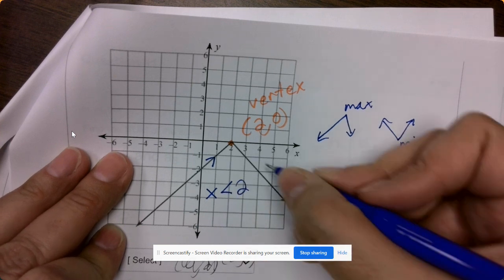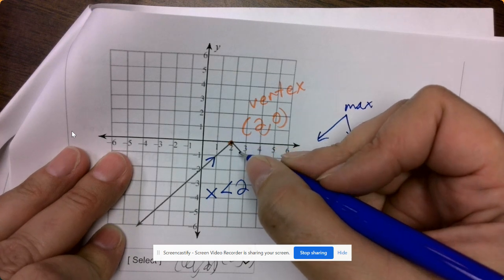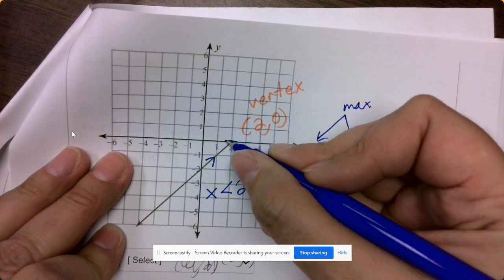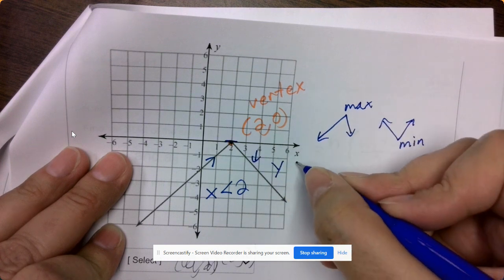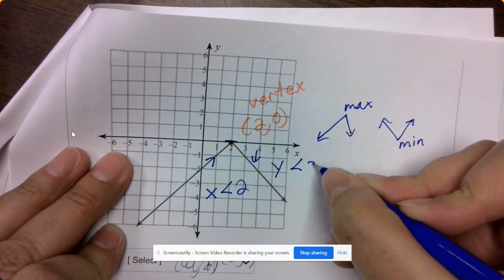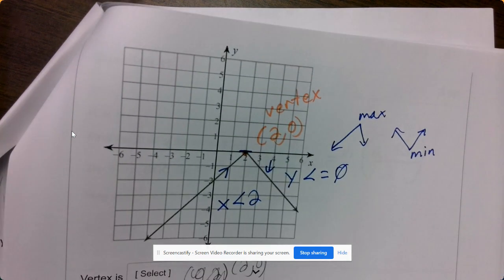Range is, range, everybody, starts right here and goes down. So range is less than or equal to 0. Hold on, let me grab a graphing calculator.